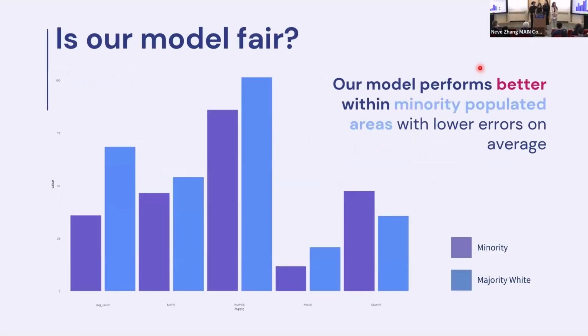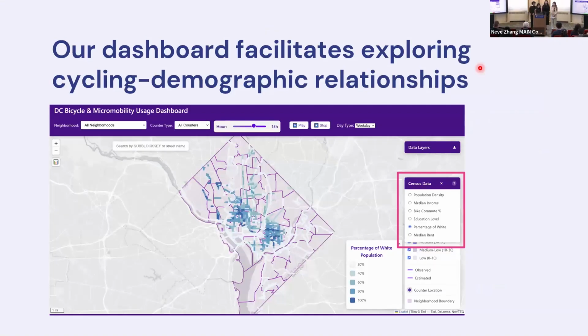Beyond technical performance, we also evaluated our model through an equity lens. An important consideration for any urban planning tool is whether it performs equally well across different communities. Interestingly, our analysis shows that our model actually performs better within minority populated areas, with lower error rates on average compared to majority white areas. To allow exploring such relationships with demographics and equity, our dashboard features a comprehensive census data panel that allows planners to visualize various demographic indicators alongside cycling patterns, enabling them to identify potential equity gaps.